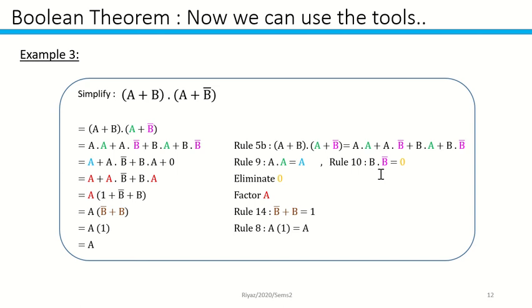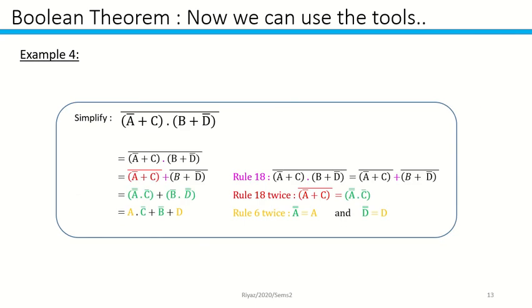And then also b times b bar, rule number 10, is 0. So that's why you have a 0 over here. And then you can eliminate the 0. So you're going to have a plus a b bar plus b a. So you factorize the a outside, and you have this situation. And then you use rule number 14, b bar plus b equals 1. So you take out 1. You use rule number 8, a plus 1 equals a. And last, you get the result a.